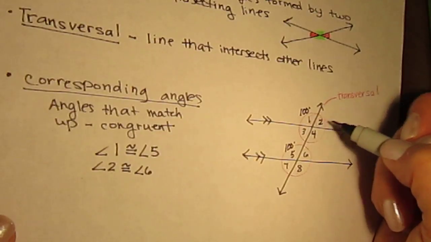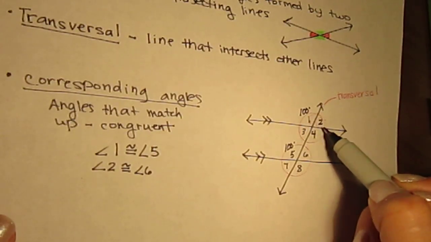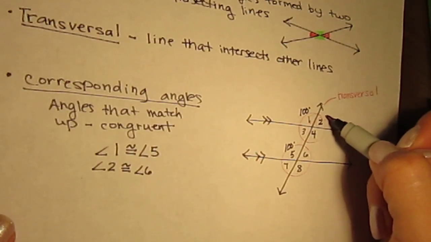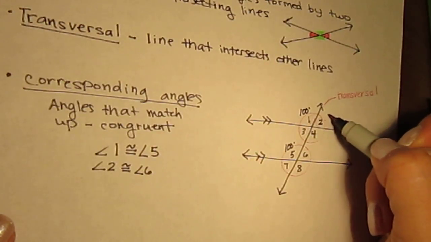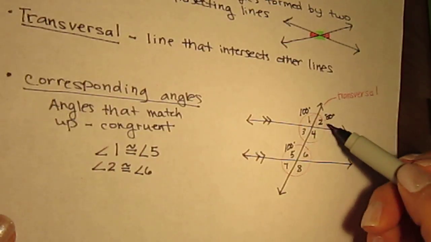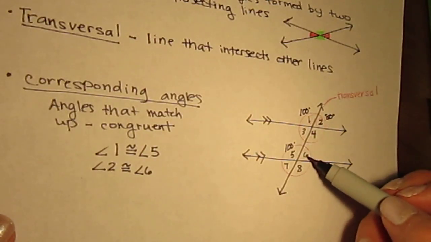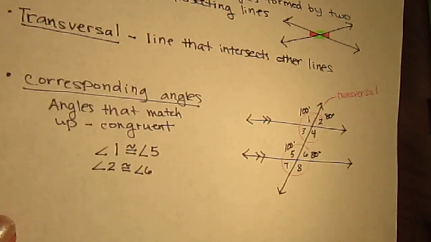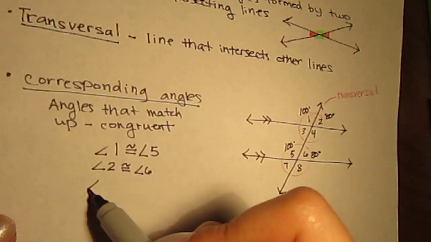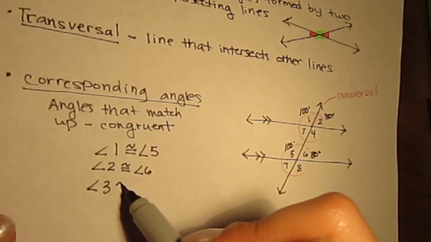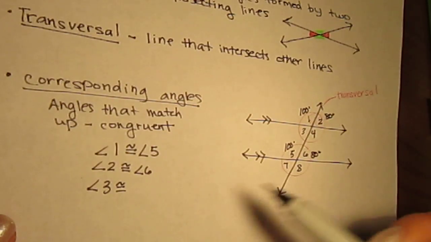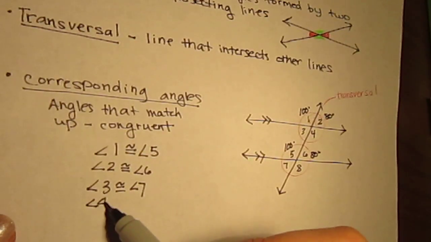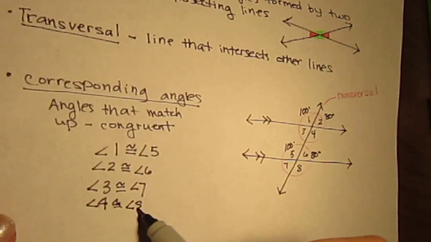If angle 2 then, because notice 1 and 2 create a straight line, we said that straight lines create 180 degrees, so if this is 100, then this has to be 80. If angle 2 is 80, then angle 6 is congruent, so that's also 80. Angle 3 is congruent with angle 7, and angle 4 is congruent with angle 8.